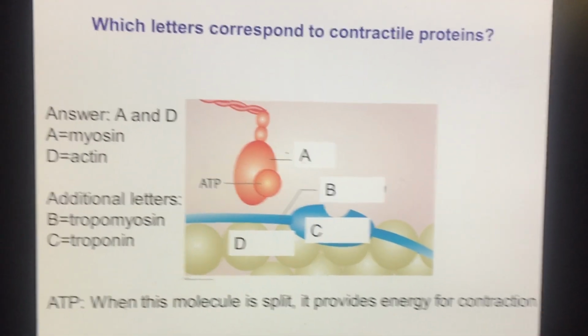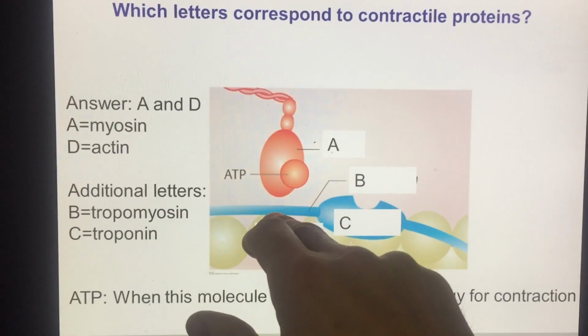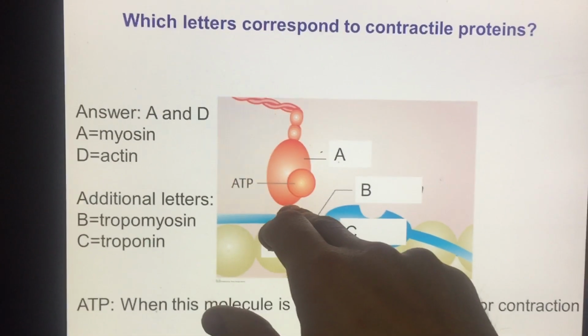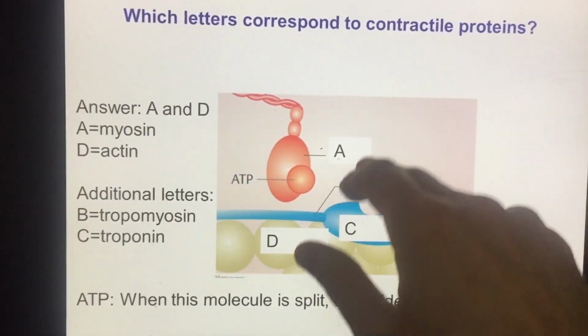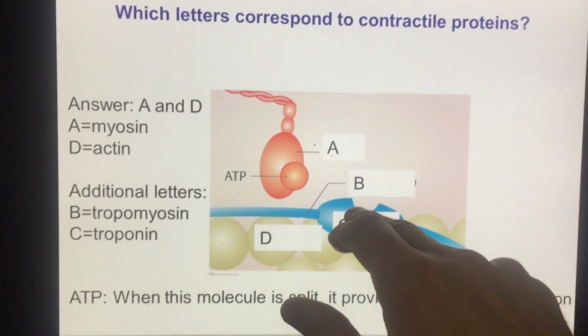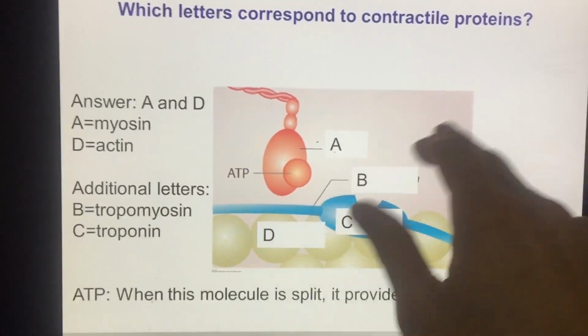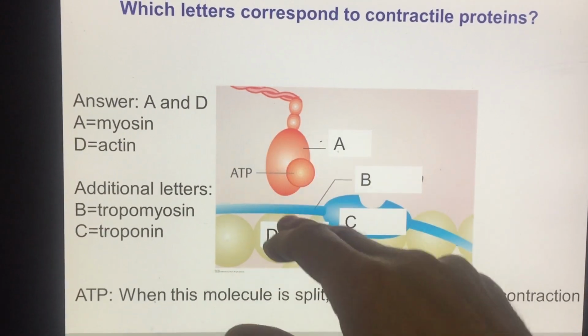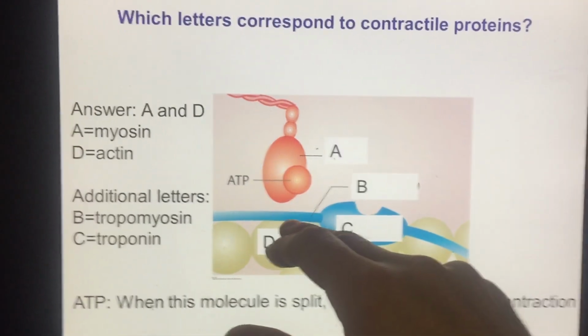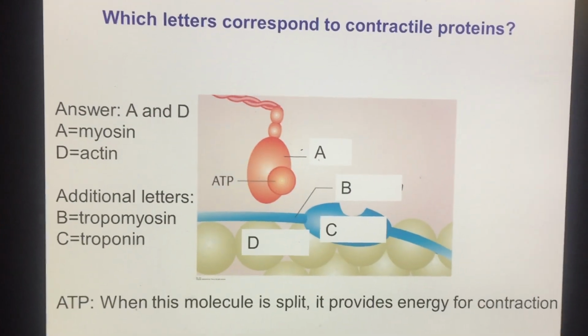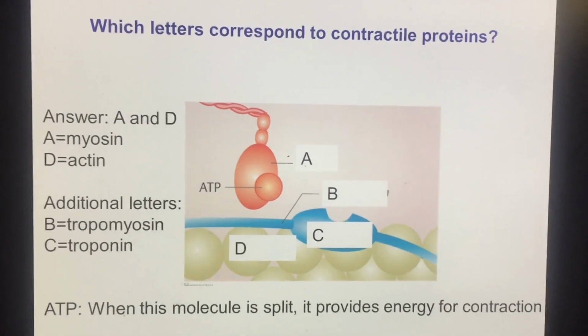Now, I mentioned that you have to break down ATP for muscle contraction to occur. You also need calcium to come in and bind with troponin to lift that inhibitory tropomyosin off of the actin to allow myosin to bind with actin. So you need two things to occur here for muscle contraction to be initiated.